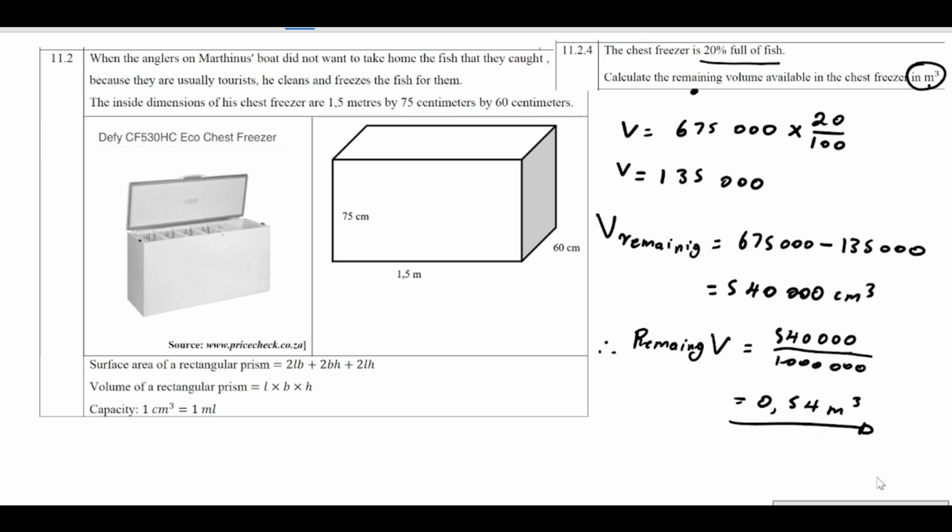And that, guys, brings us to the end of this question.